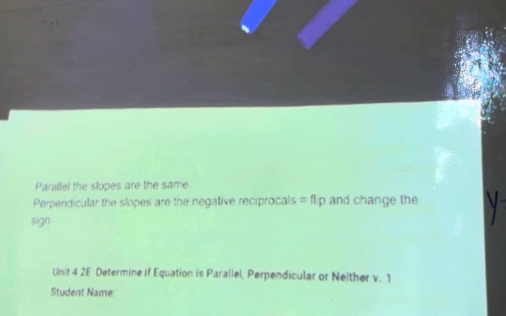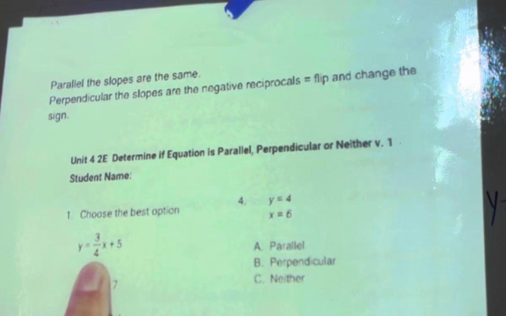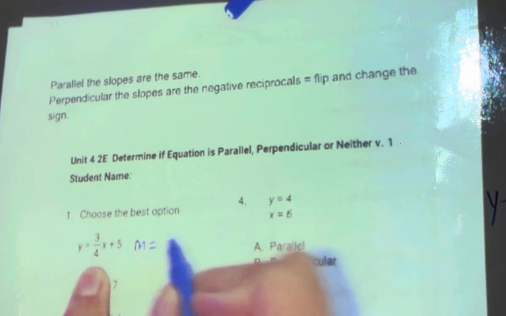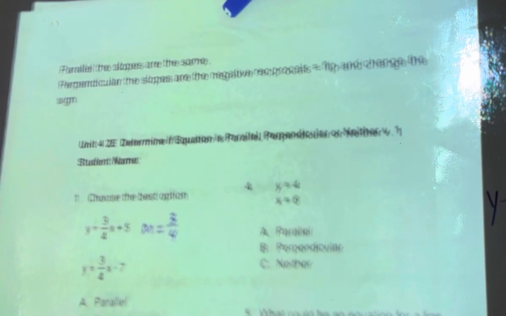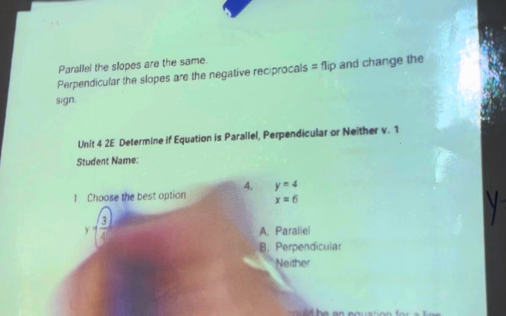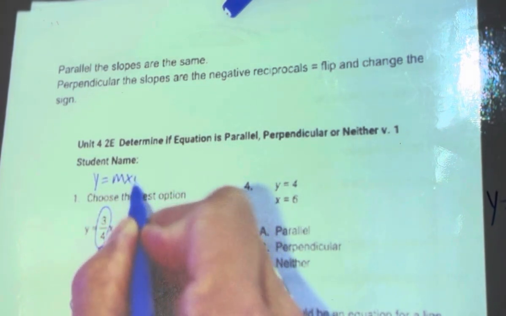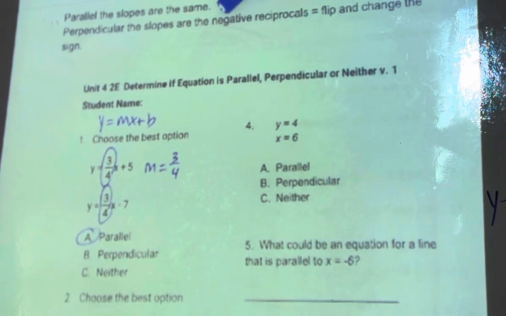So number one, so you have y equals, so what's my slope for the first equation? 3 over 4. What's the slope on the second equation? 3 over 4. So therefore they are parallel. They're the same. So when you have y equals mx plus b, as long as it's solved for y, you are given the slope.